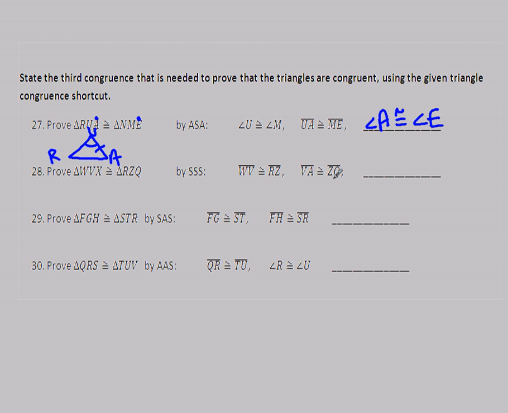Number 28, same thing. Well, I have two sets of sides here. If I want side, side, side, I need a third set. So I have WB, that should be WVA, triangle WVA here.